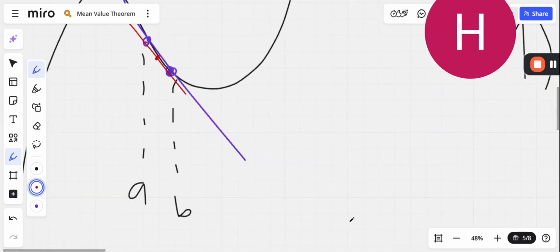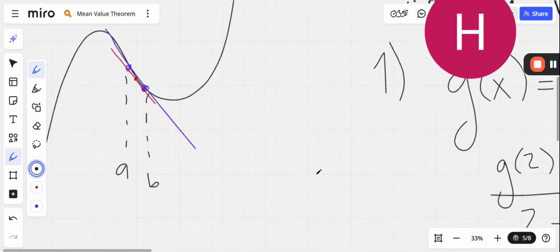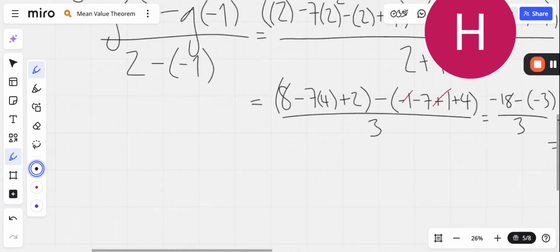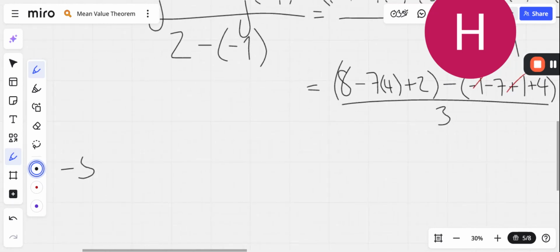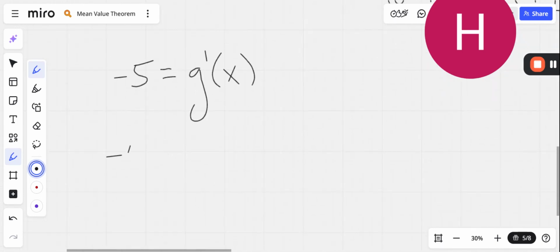Okay, so we should find a spot between negative 1 and 2. I know I squished them really close to each other, but we should find some spot between negative 1 and 2 that has the exact slope of negative 5. So how do we do that? We say negative 5 equals g prime. We want to find when the derivative is also equal to negative 5. So we have to use the derivative.